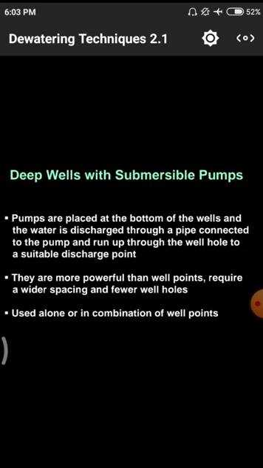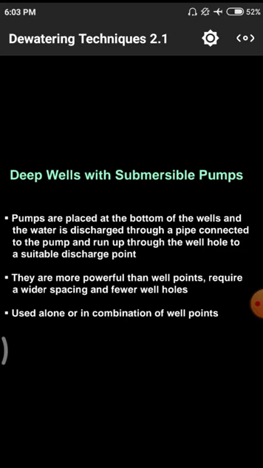These deep wells are used, deep wells with submersible pumps, and the water is discharged through a pipe connected to the pump, run through the well hole to a suitable discharge point. That means whatever diameter of pipe we are using will be associated with the main pipe at a particular level. If we use a larger diameter pipe with a smaller pipe, there is no discharge. That means there are irregularities between the pipe diameters, so we need to use the proper diameter of pipe to remove the water.